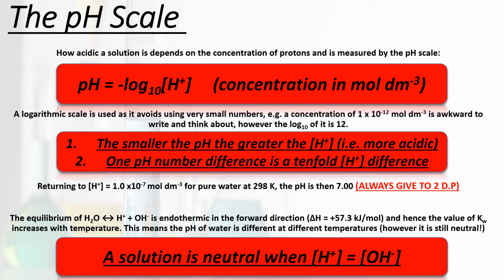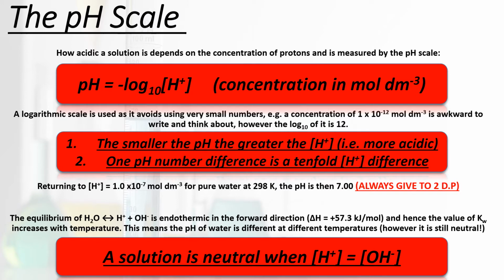So how acidic a solution is depends on the concentration of protons, and we measure it using the pH scale. And we define our pH scale, we define pH to be equal to the negative log base 10 of the hydrogen ion concentration, where our concentration is in mole per decimeter cubed. Now the reason that we use a logarithmic scale is because it avoids us using really small, awkward numbers that are awkward to write and awkward to conceptually think about. For example, a concentration of 1 × 10⁻⁴ moles per decimeter cubed, that would be awkward to think about, and a bit more awkward to write.